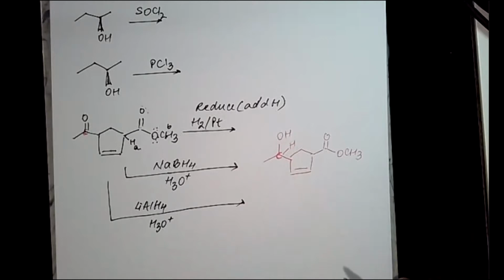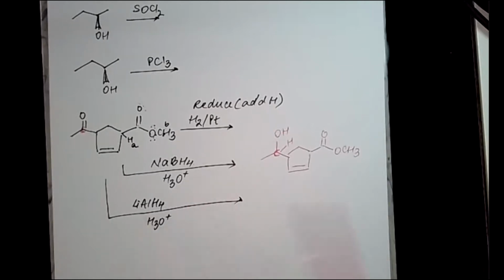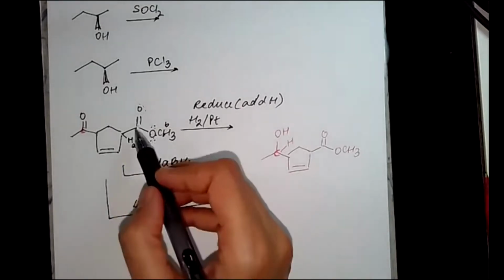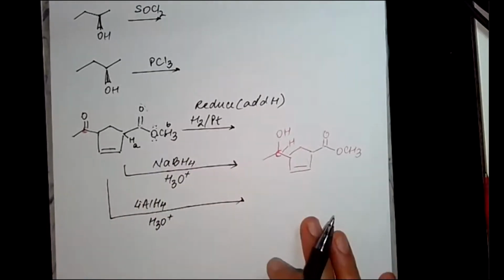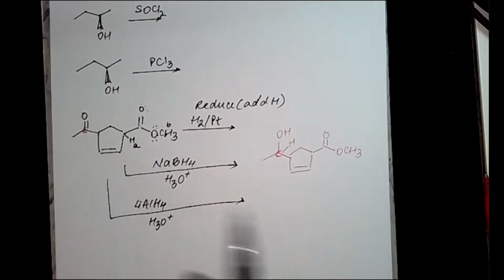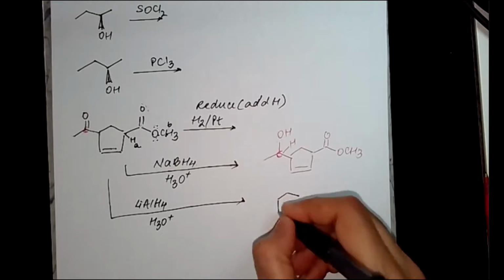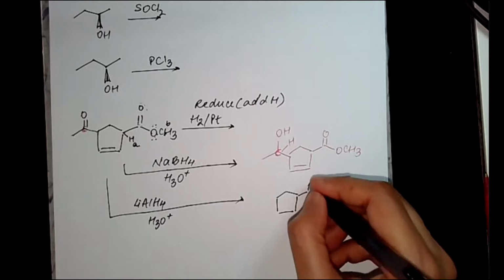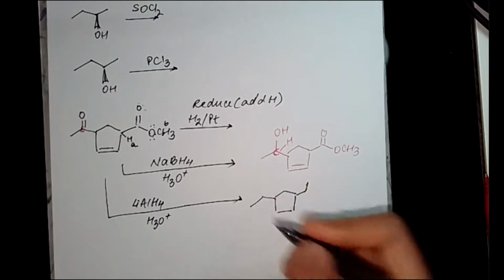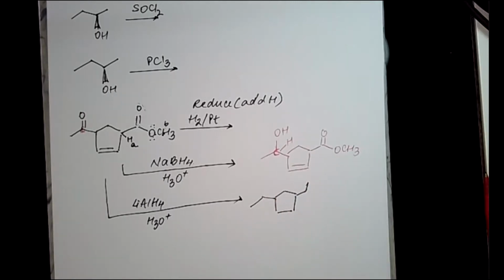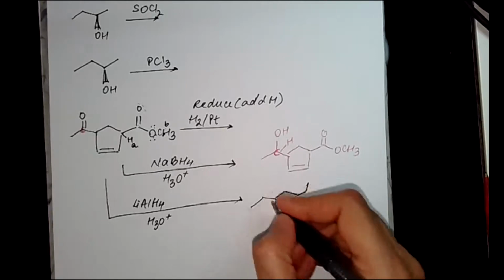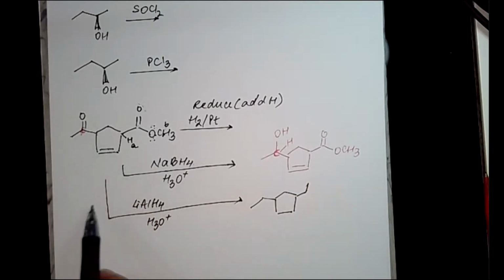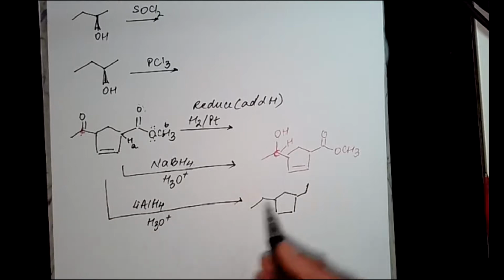this one hydrogen. What about lithium aluminum hydride? Lithium aluminum hydride is non-selective with carbonyls. All the carbonyl groups will be completely reduced. But what about this double bond right here? Will it be affected or will it stay untouched? It will stay untouched.